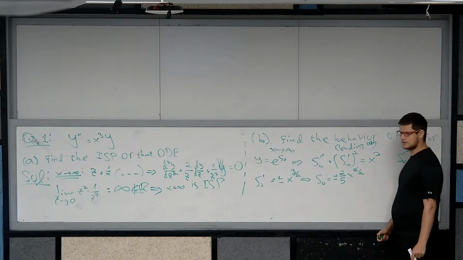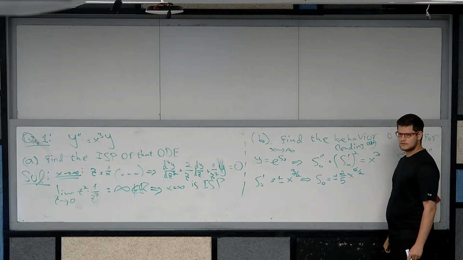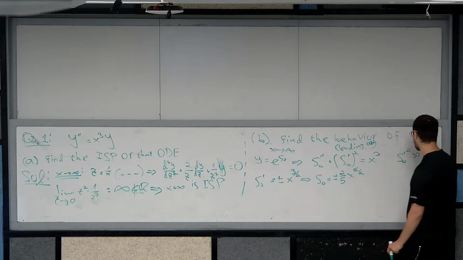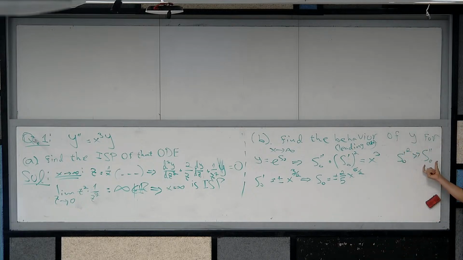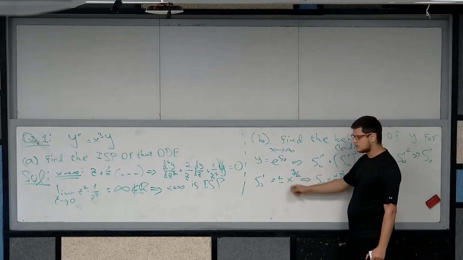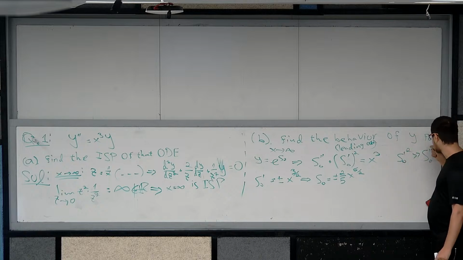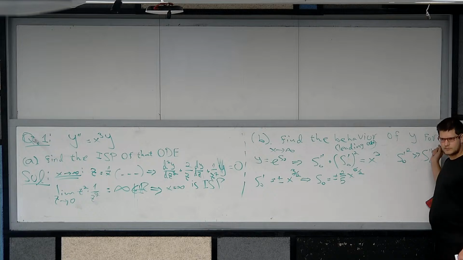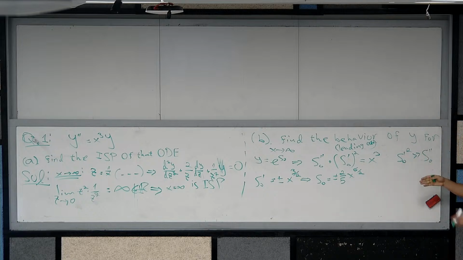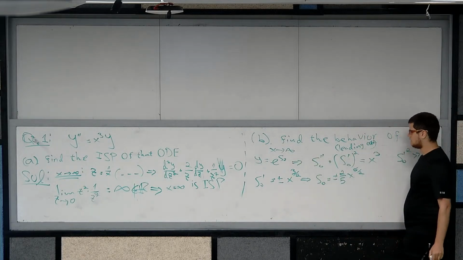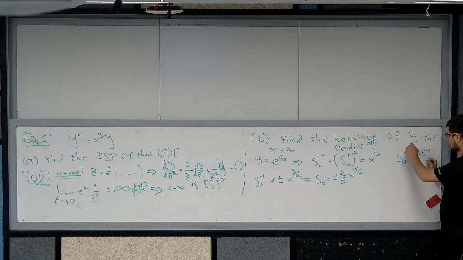What is the next step? Validate our assumption. Do you want me to do the validation? You just need to take the derivative here. Set S0 prime squared divided by S0 double prime, divide by each other and take x to infinity. I'm sorry, the opposite, and see if it's equal to 0.